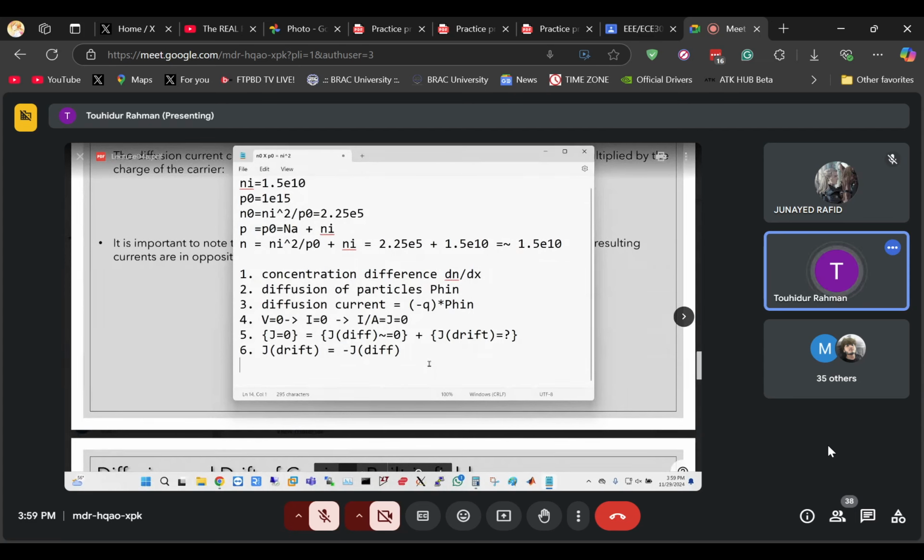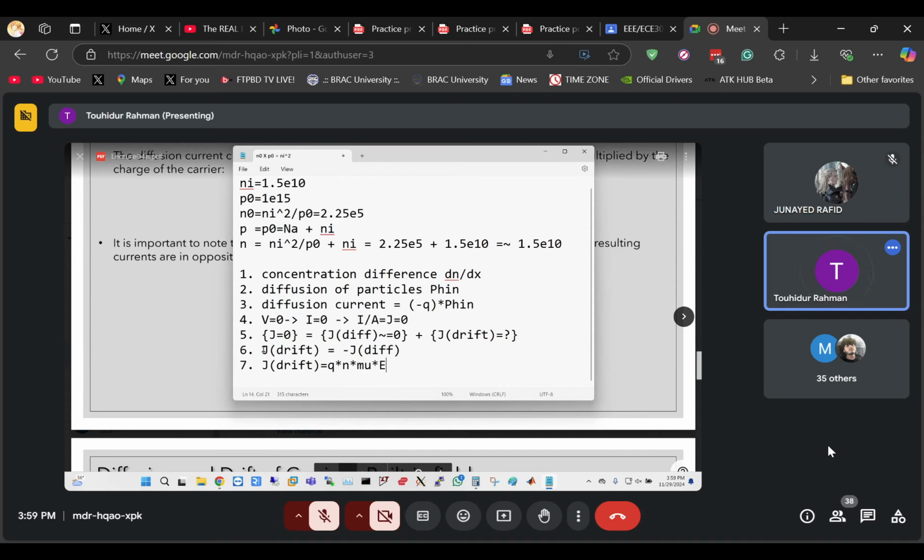From the previous derivation and all the other analysis, the drift current is equal to n q mu E. Okay, so this is the expression for the drift current. Which is good.